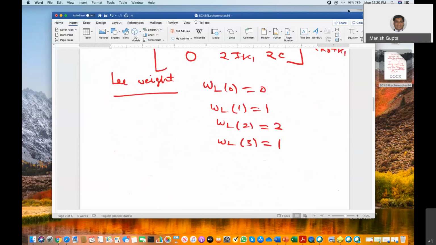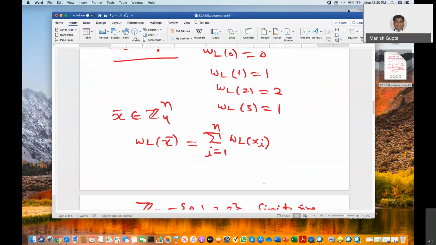So if there is a vector x in Z4 raised to power n, one can define the Lee weight of x as the sum of the Lee weights of the individual components. Once we are able to define Lee weight, I can define Lee distance. The Lee distance between two vectors x, y over Z4 is the Lee weight of x minus y. Okay, so this is how we can define Lee distance. I'm going to give you some more examples here.